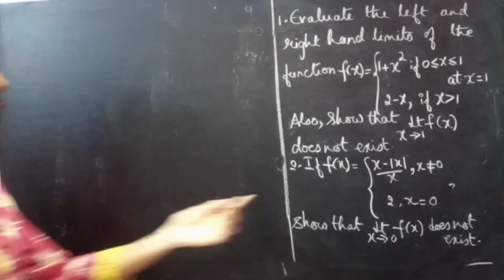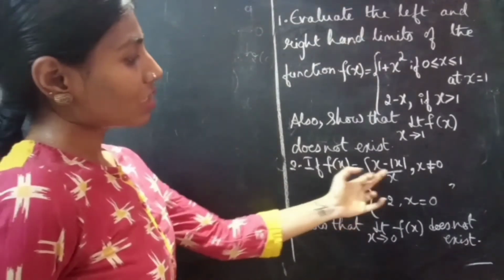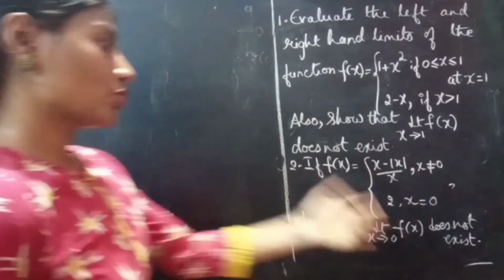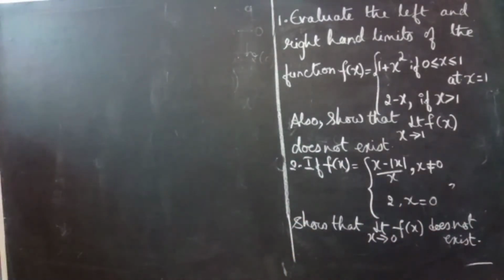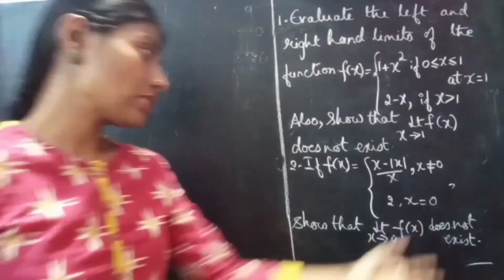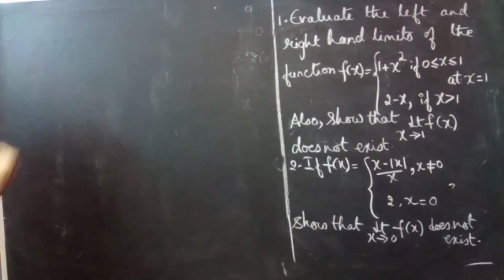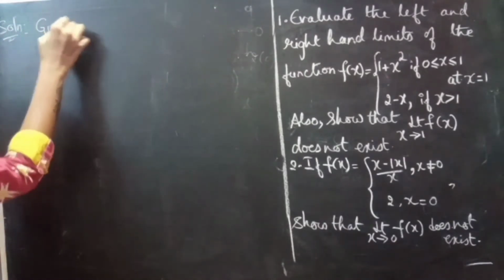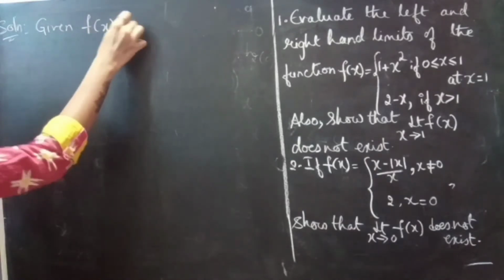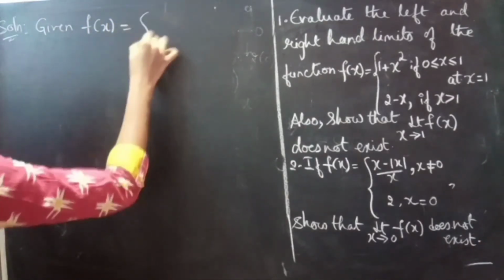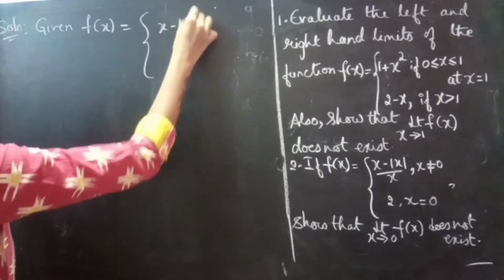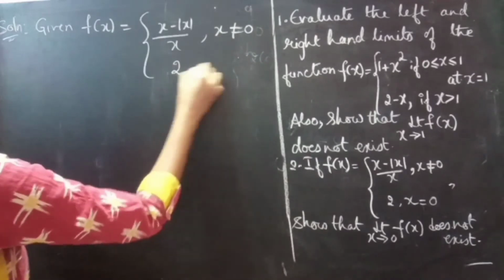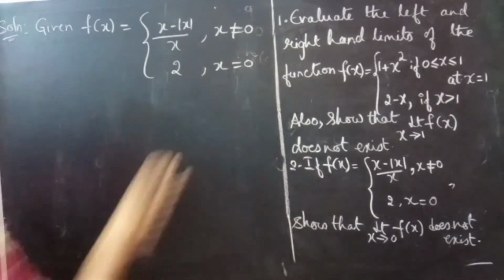Now coming to the second problem. If f of x equals x minus mod x by x for x not equal to 0 and 2 for x equals 0. Show that limit x tends to 0 f of x does not exist. Solution. Given f of x equals x minus mod x by x for x not equal to 0 and 2 for x equals 0.